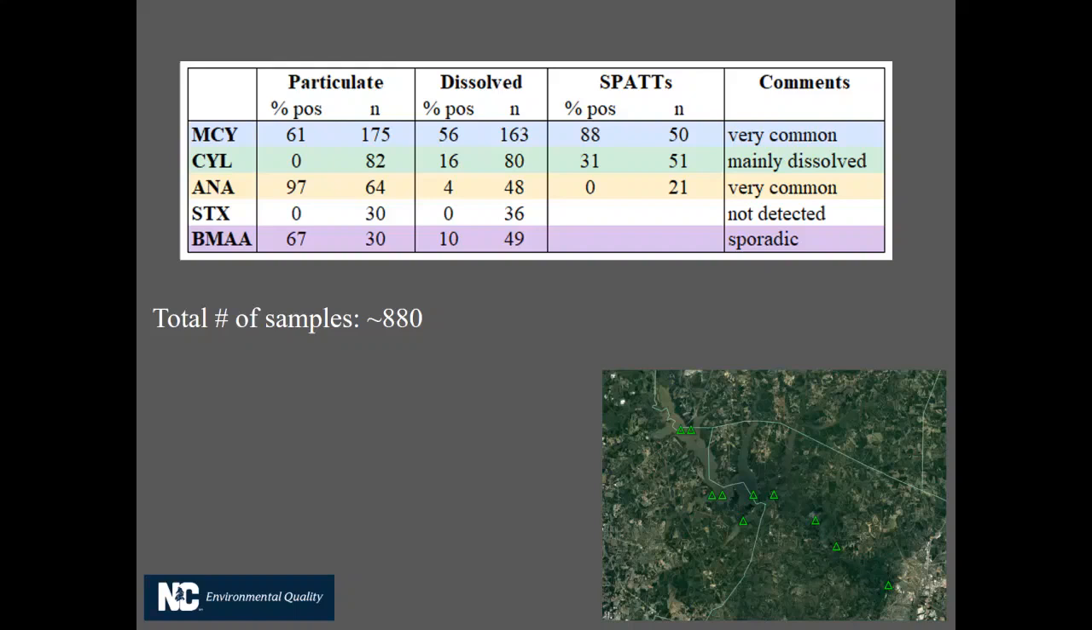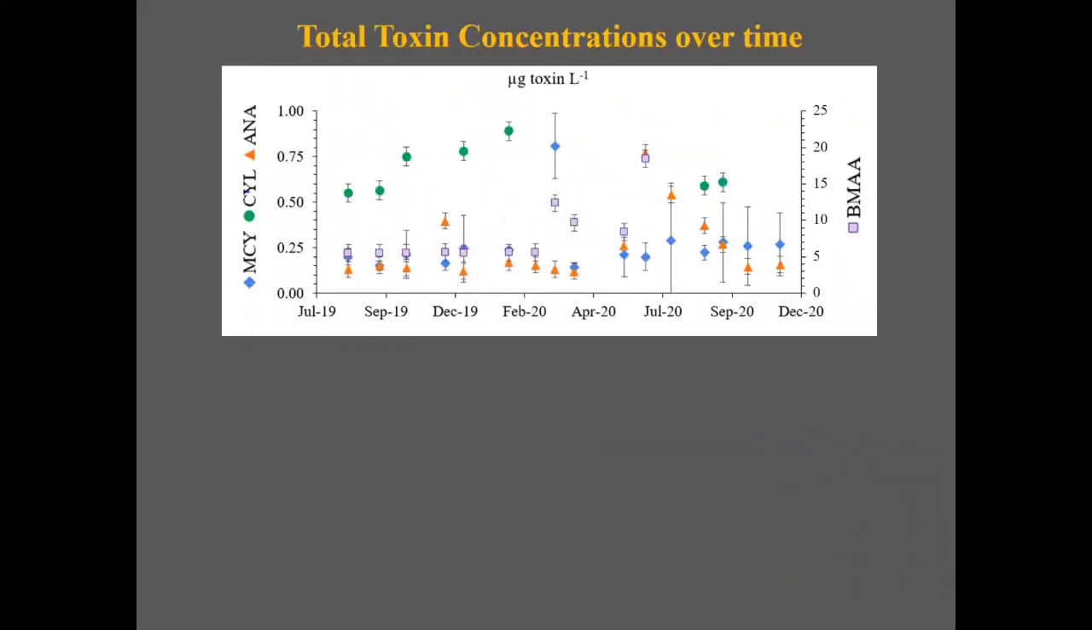As a very coarse overview, we find both microcystin and anatoxin commonly, cylindrospermopsin only so far in the dissolved phase, which might be an indication that we're missing the peak of the event when most of the toxin is still contained within cells. We have not found saxitoxin at all, which is good news, and we're finding BMAA very sporadically. So toxins are present. What are the concentrations?